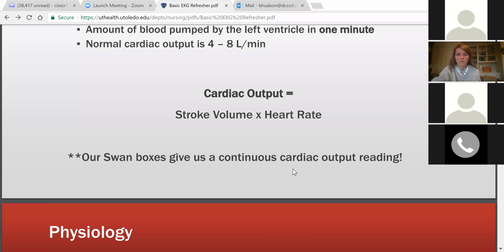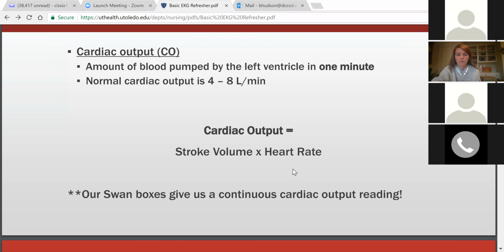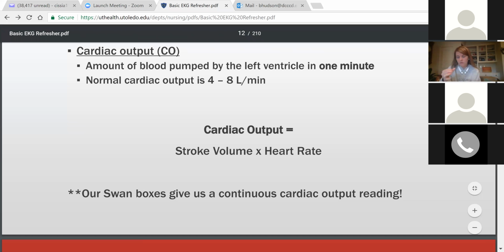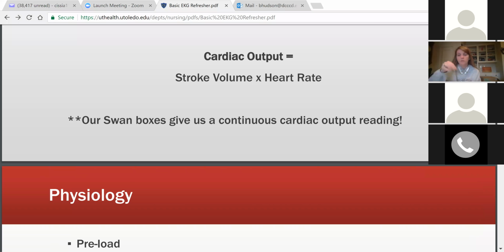So this goes back to the cardiac output. This is the amount of blood being pumped by the left ventricle in a minute. We usually have between 4 to 8 liters. So you only need one of these two to go up or down, and cardiac output is going to go up or down. Does that make sense?